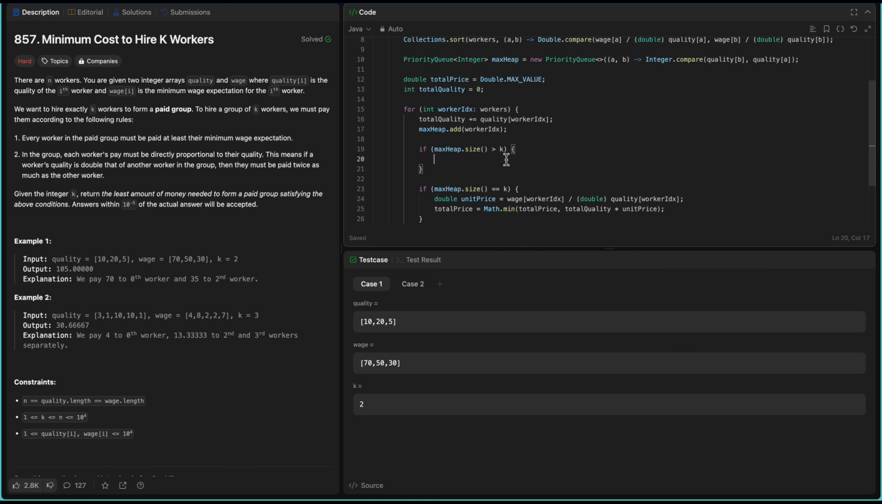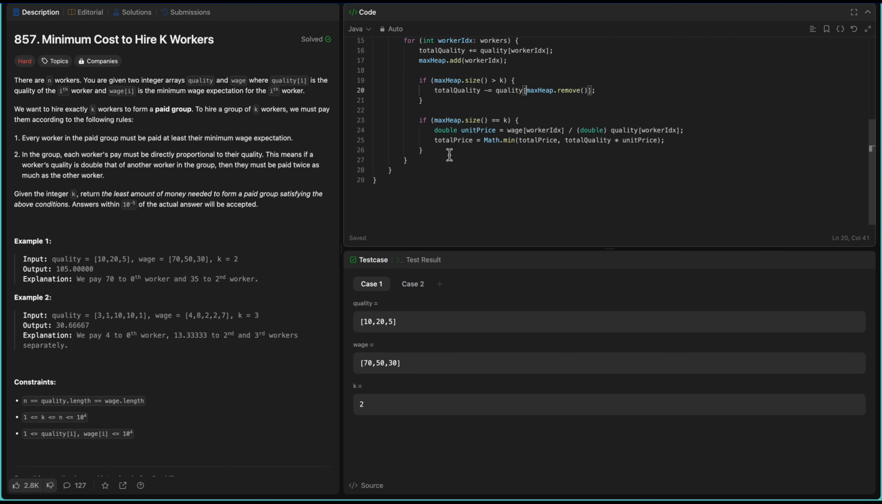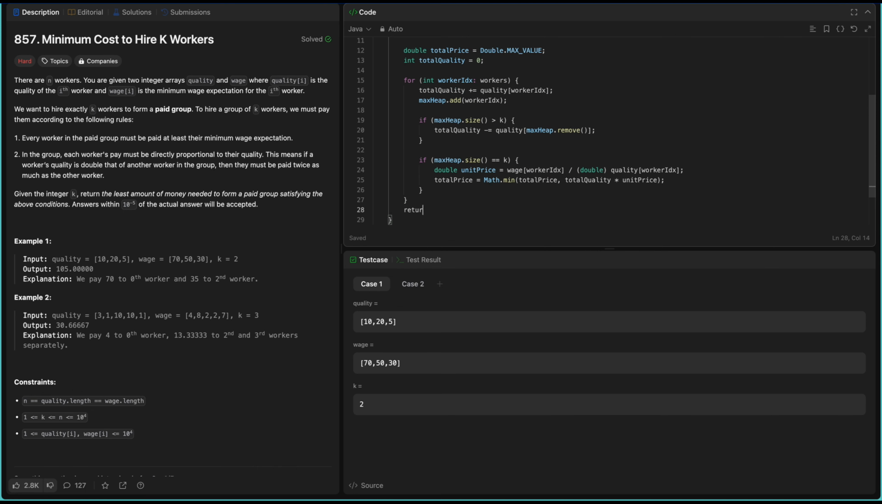But now let's handle the case when the heap size will be more than K. So if you remember what we have to do in this case, we will reduce the total quality by the one with the most amount of quality in the heap. So we will just say max heap dot remove. But sorry, I will get the index back, so I should remove quality of maxHeap dot remove. So that should do it. And now we are done. I think we just return the answer, which is total price in the end.